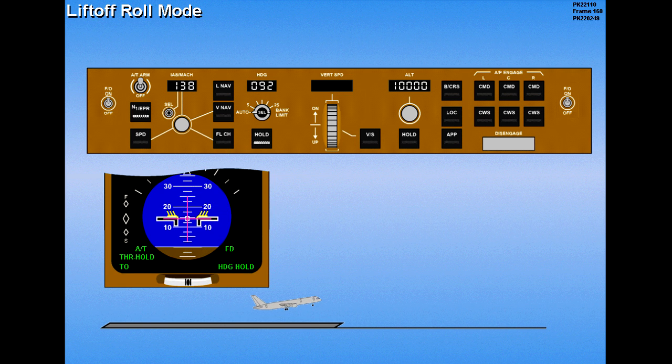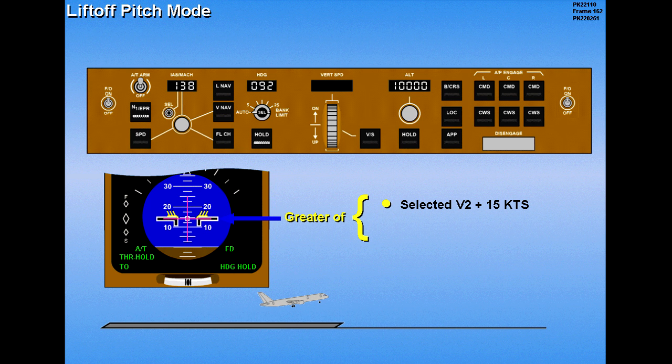At liftoff, if heading hold is engaged, the roll bar commands the existing heading. If the roll mode is takeoff, the roll bar will command the bank necessary to maintain the existing ground track. Also at liftoff, the pitch bar commands the greater of selected V2 speed plus 15 knots or actual liftoff speed.